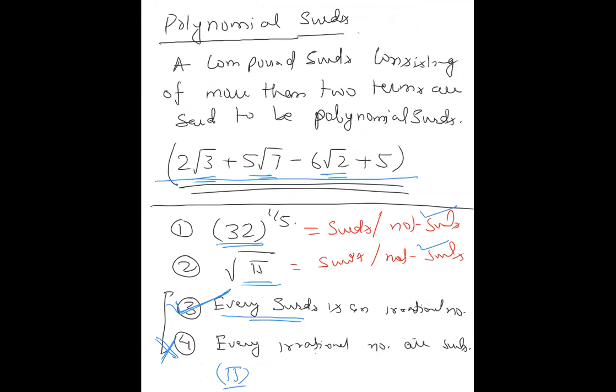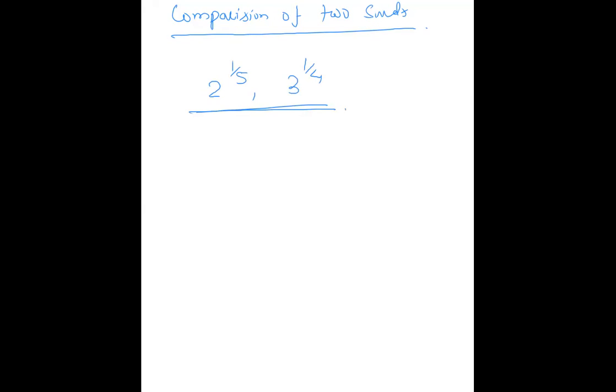Okay. Now, comparison of two surds. Like 2 to the power 1 by 5, 3 to the power 1 by 4. If I give these two numbers and ask which should be bigger, listen carefully, everyone. 2 to the power 1 by 5, 3 to the power 1 by 4.